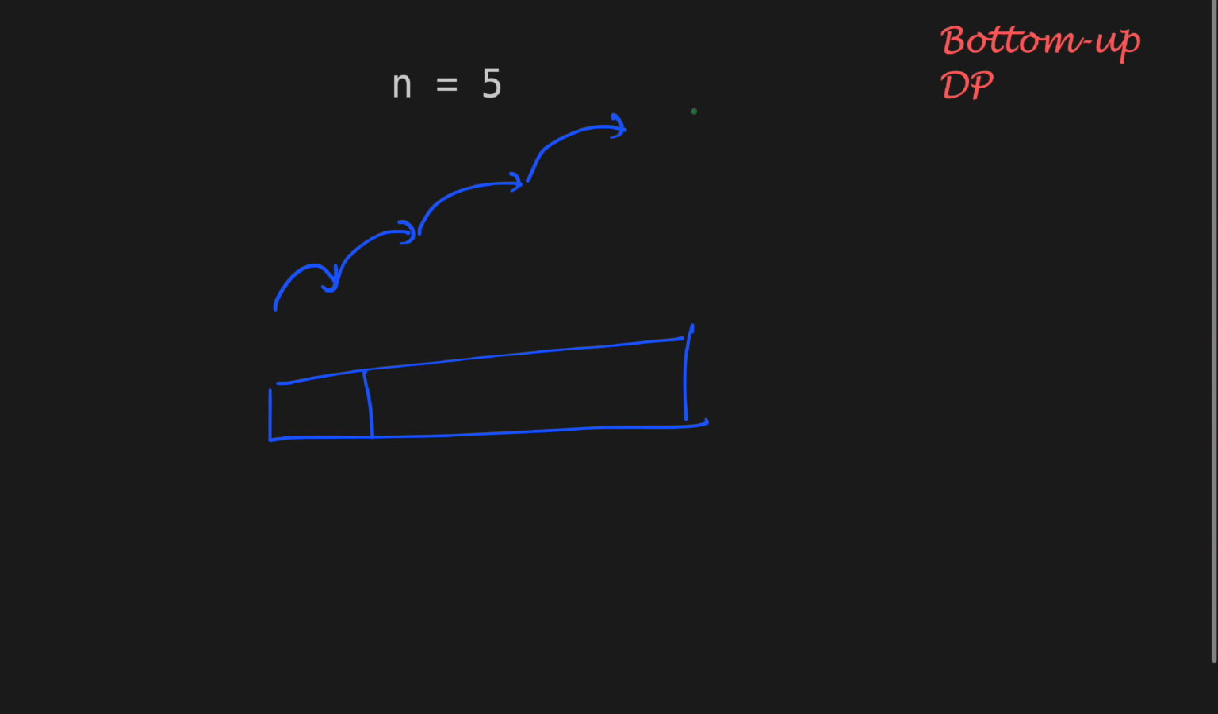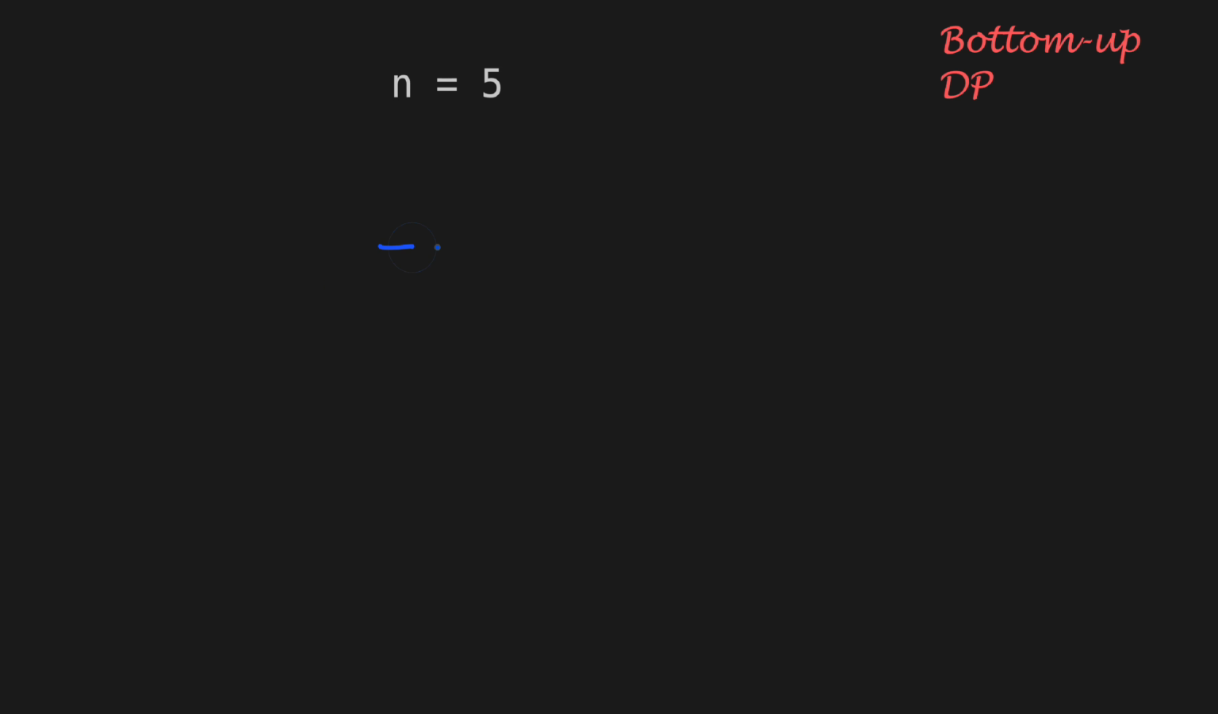So for this problem, let's create a DP table of size n plus 1, since the sequence starts with 0. Now in this approach, we start solving from the smallest subproblem. So we already know the values for f of 0 and f of 1, which are 0 and 1 respectively. These values are stored directly in the array as the initial base cases.